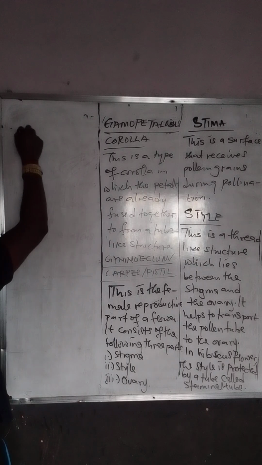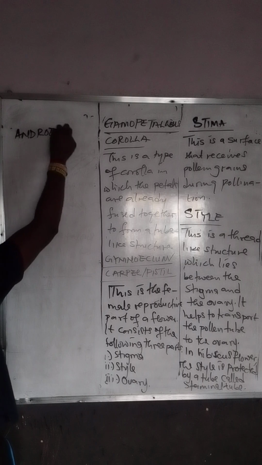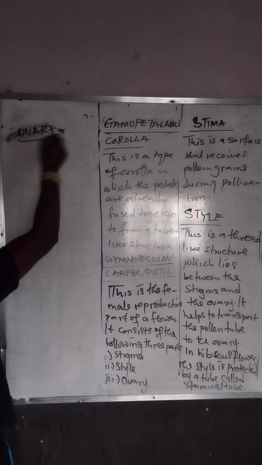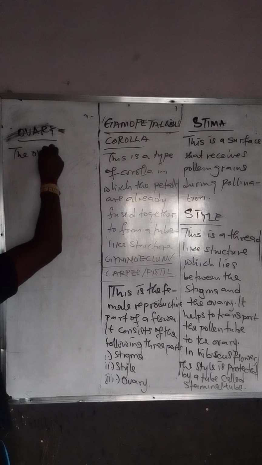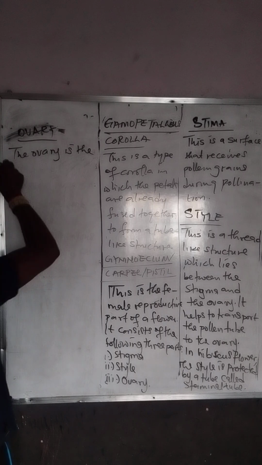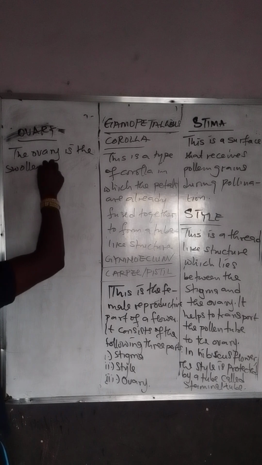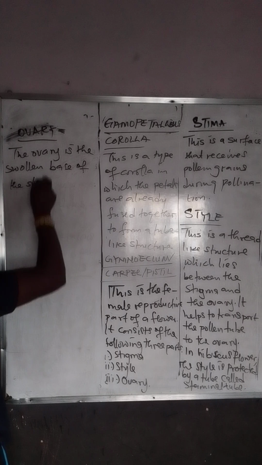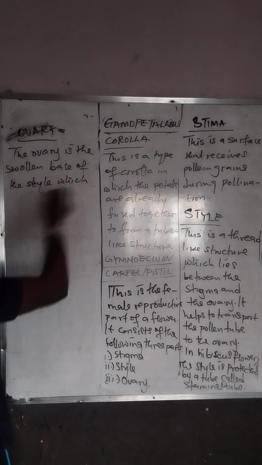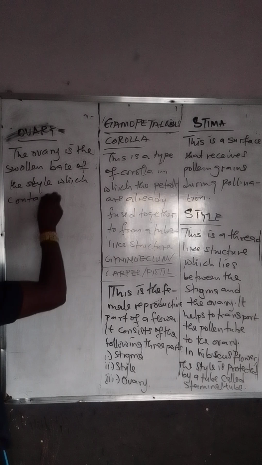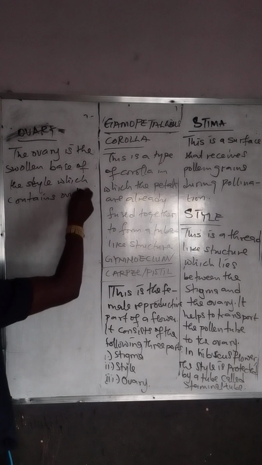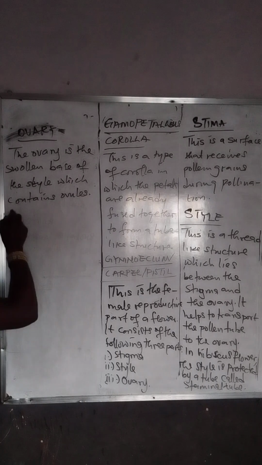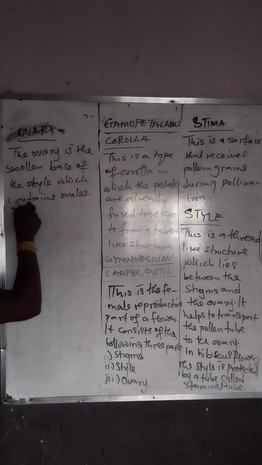Then we move on to the ovary. The ovary is the swollen base of the style, which contains ovules. So they contain ovules.